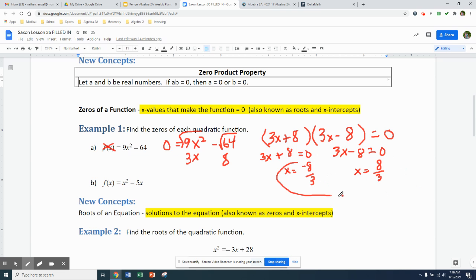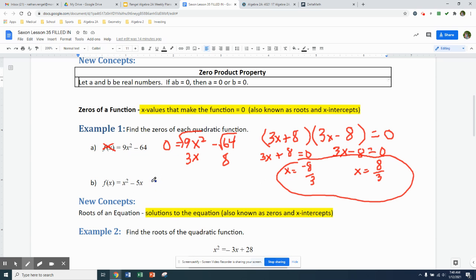And then in a second here, we'll head to Delta Math, show you how to enter in those 2 answers onto Delta Math if you need to. So there would be our first problem, solving our quadratic by factoring. So now we'll head into part B.